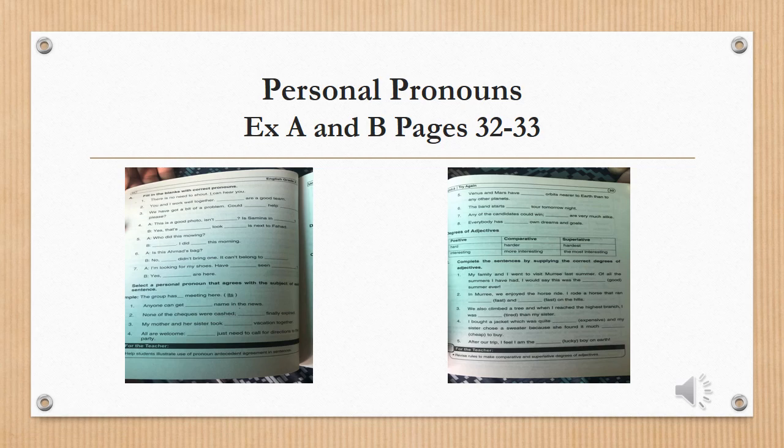Students, you are supposed to do the following exercises in your notebooks. In part A on page 32, you have to carefully read the statements and choose the correct pronoun. In part B, you have to select a personal pronoun that agrees with the subject of the sentence.